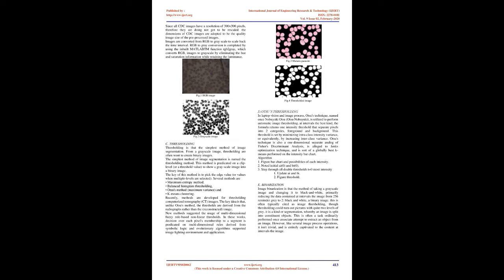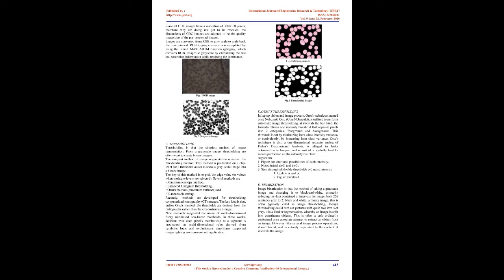Algorithm. 1. Compute histogram and probabilities of each intensity level. 2. Set up initial ωi(0) and μi(0). 3. Step through all possible thresholds t equals 1 to maximum intensity. 1. Update ωi and μi.